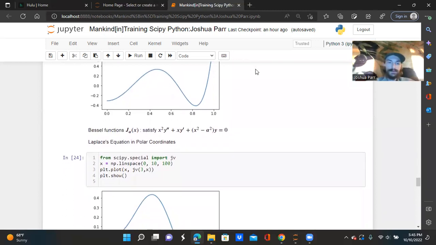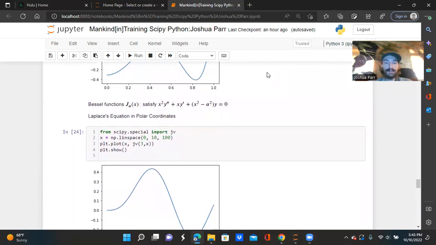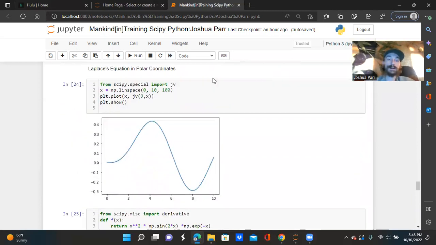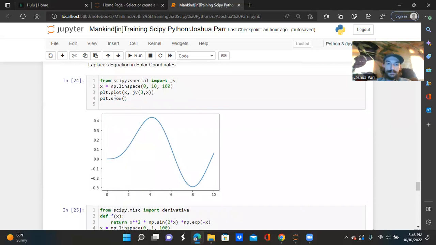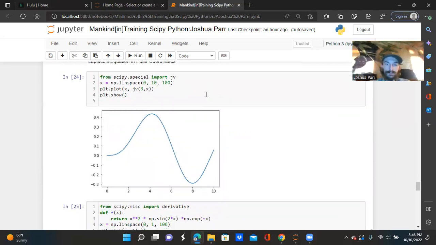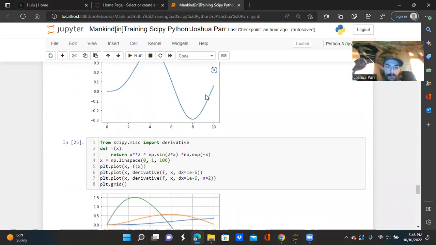Now I have a Bessel function that is J sub alpha of x, satisfying x squared y double prime plus xy prime plus (x squared minus alpha squared) y equals 0. And I can find Laplace's equation in polar coordinates by importing jv from scipy.special and doing something similar. Putting x against jv(3, x), and plotting. And now I have the Laplace equation in polar coordinates.